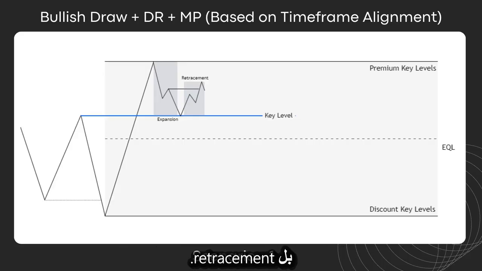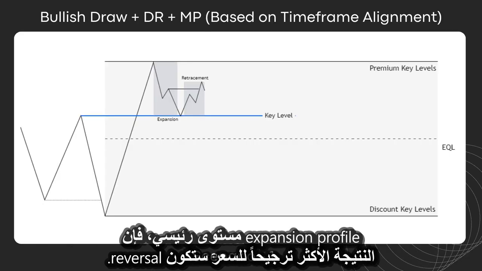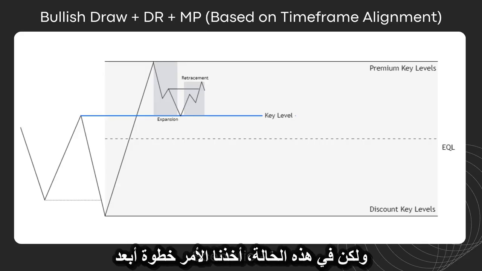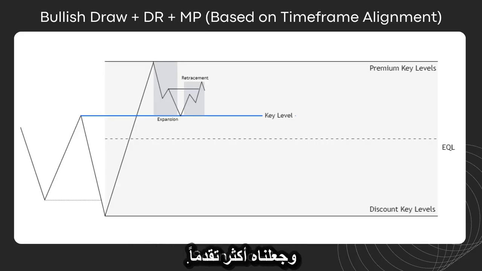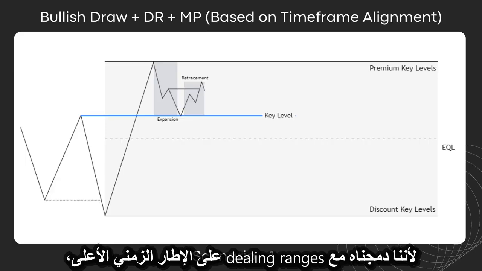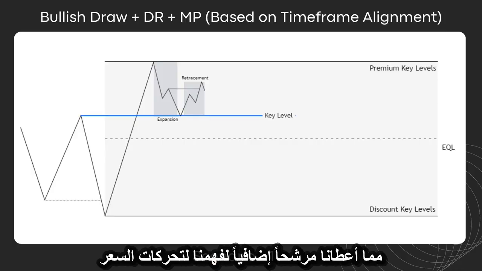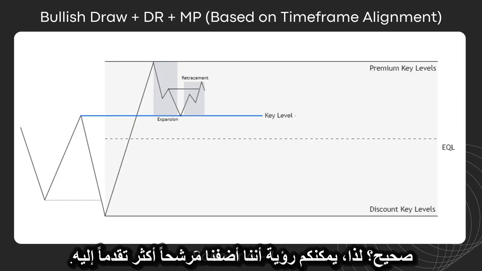not a reversal, but a retracement. Now, if you remember the first few chapters, I told you that when an expansion profile tests a key level, the most likely outcome for price will be a reversal. But in this case, we've taken it further and made it more advanced. Now, even with a key level, we're just going to expect a retracement instead of a reversal because we've combined it with higher time frame dealing ranges and higher time frame premium and discount, which have given us a further filter to our understanding of price movements and markets, right?